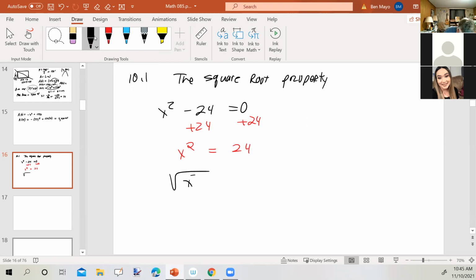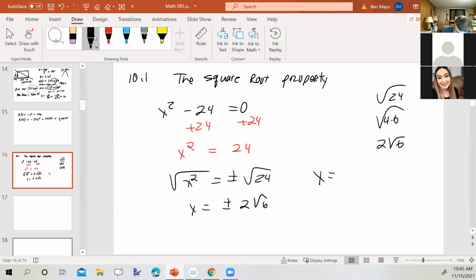Then I could come in and take the square root of both sides. But when I do that, I do a plus or minus on the side that has the constant. And I can simplify this into 2 square roots of 6. So then I get x is 2 square roots of 6, comma, negative 2 square roots of 6. When you list your answers, make sure that this comma gets moved outside of the radical, because if you write it like this, WebAssign won't recognize it and it'll mark it wrong. So be careful that that comma gets moved to the outside.